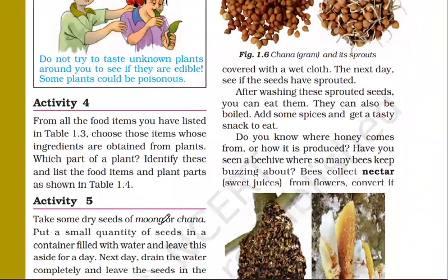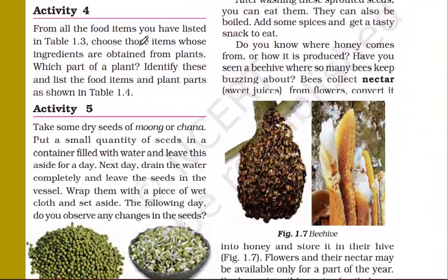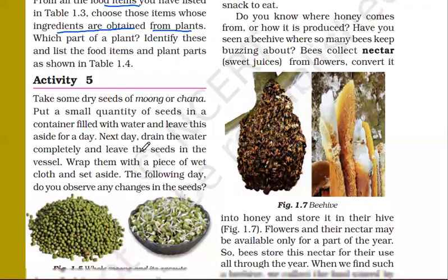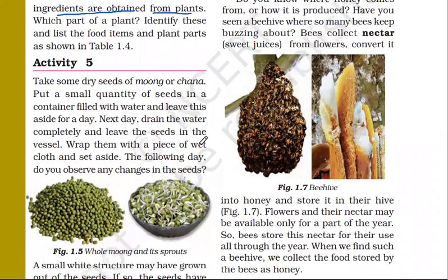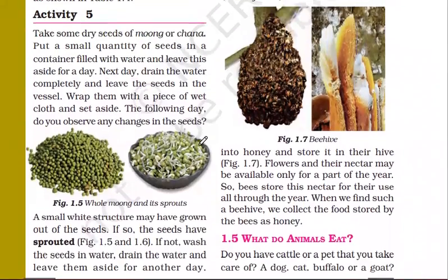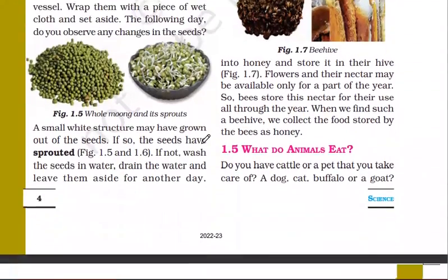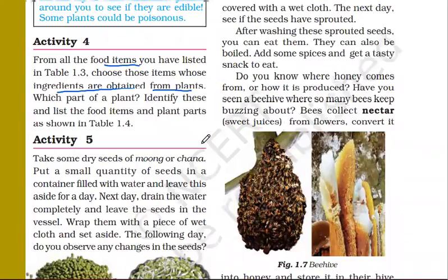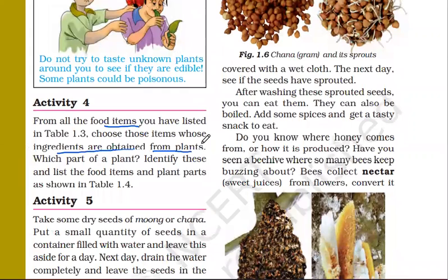Okay, so here some activities are given to you from all the food items you have listed in the previous table. Choose those items whose ingredients are obtained from plants. तो आपको चूज करना है कि कौन से ingredients हमें प्लांट से मिले हैं and which part of the plant से मिले, plants के कौन से part से मिले. Okay, so this is an activity which you can do on your own. Now, there are some activities given. You have to read these activities and perform them. Okay, so let's move ahead with the main concepts of the chapter.